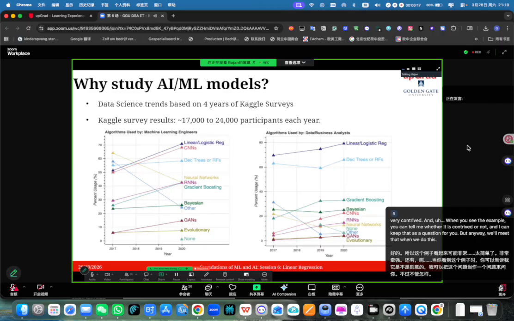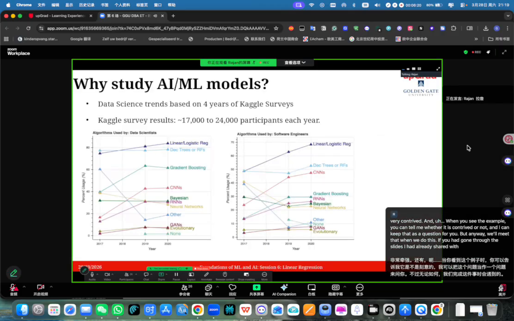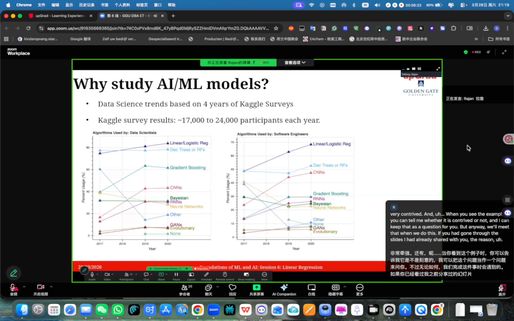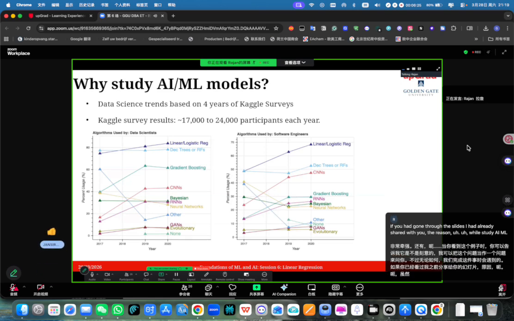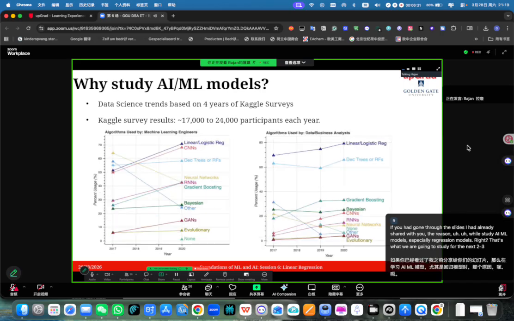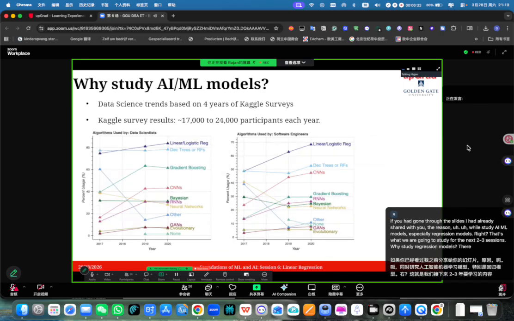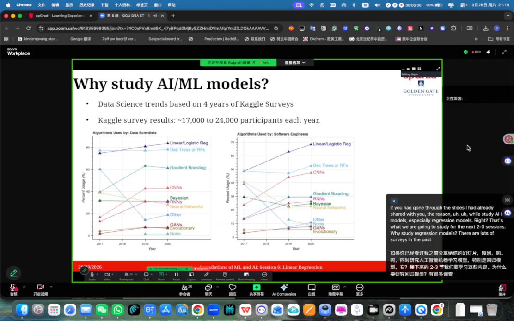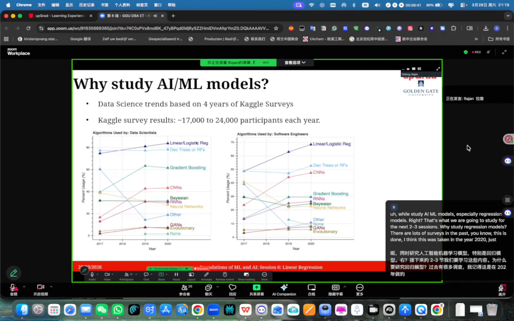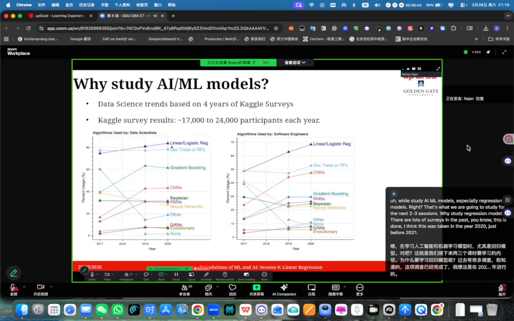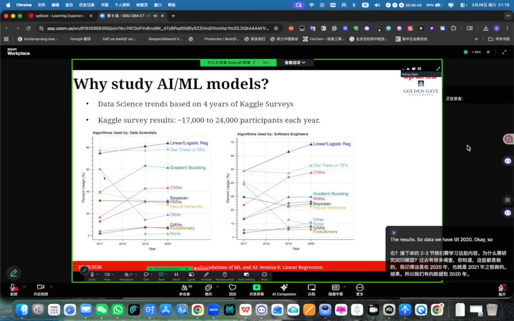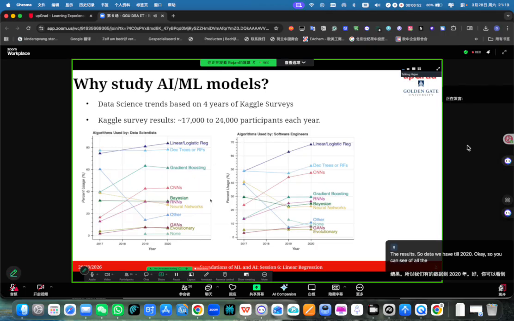If you had gone through the slides I had already shared with you, there is the reason why we study AI/ML models, especially regression models, right? That's what we are going to study for the next 2-3 sessions. Why study regression models? There are lots of surveys in the past. I think this one was taken in the year 2020, just before 2021. So we have data till 2020. You can see that of all the models at that time, GPTs had not become very common.